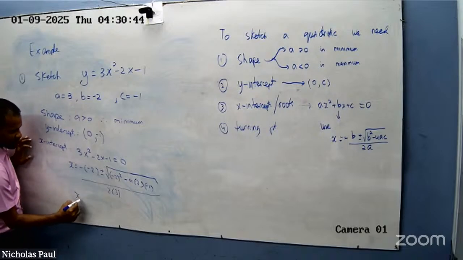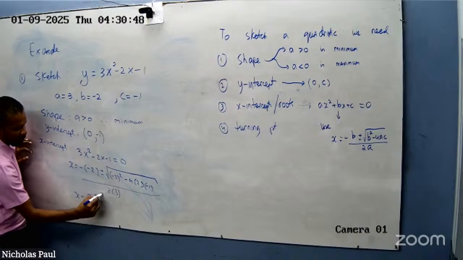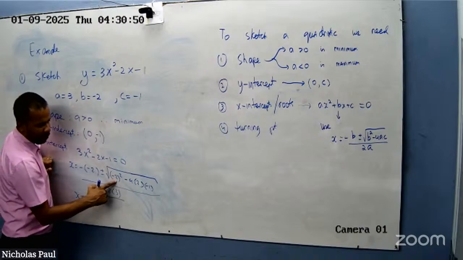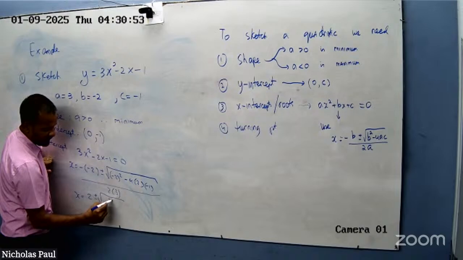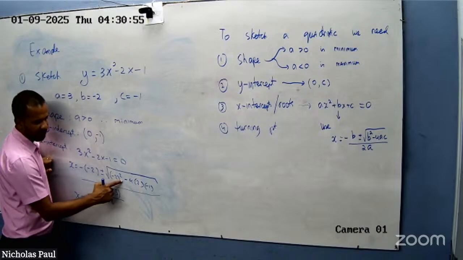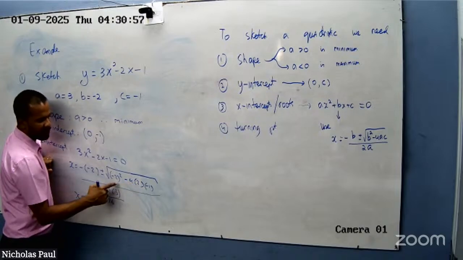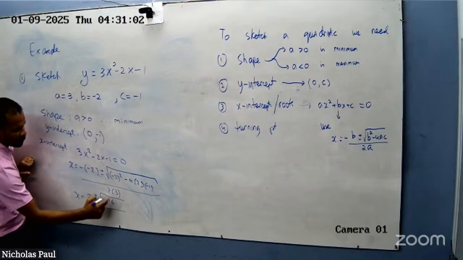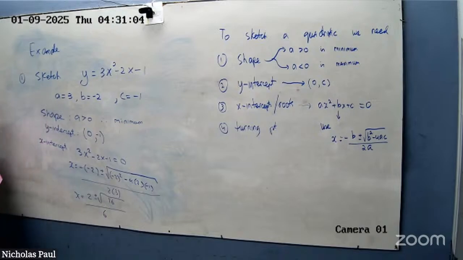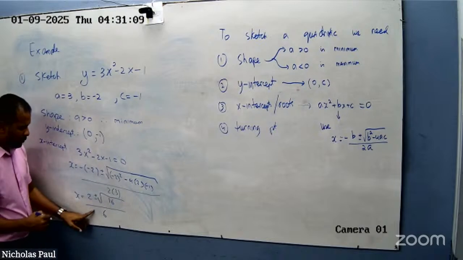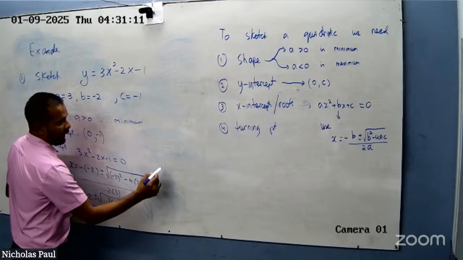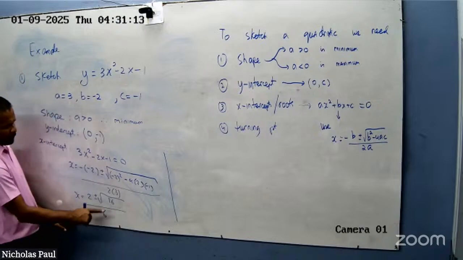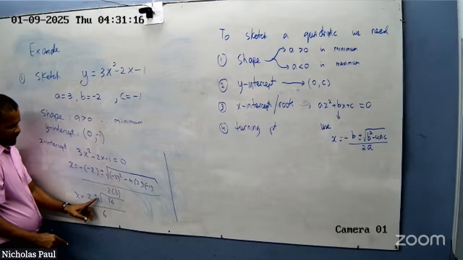So this will be a minus and a minus, that's a plus. The square root of this is: minus 2 squared is 4, minus and a minus are plus, so it's 4 plus 12, which is 16, all over 2 times 3, which is 6. Everybody okay with that? One more step. When you reach here, you have to separate it.